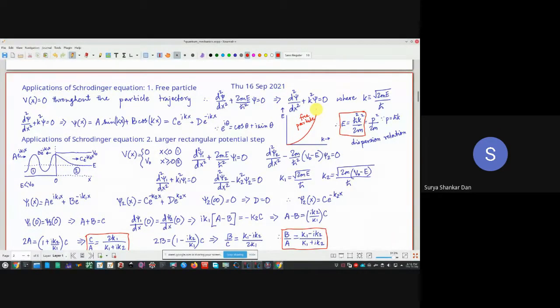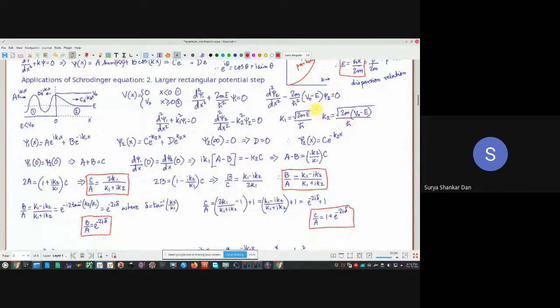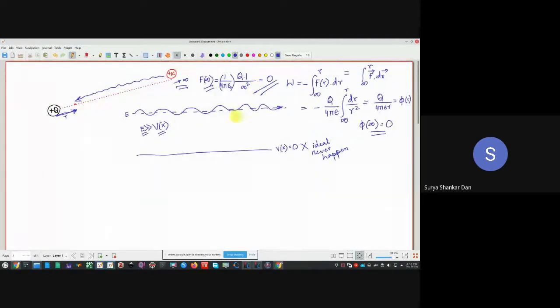All right. Now let us come to the major issues. This is going to be your first assignment. Now let us consider the situation where there is a larger rectangular potential step, meaning this particle is going like that. Let me just select this.